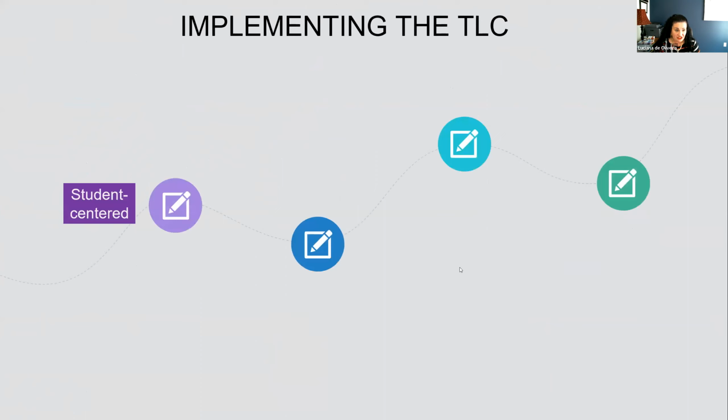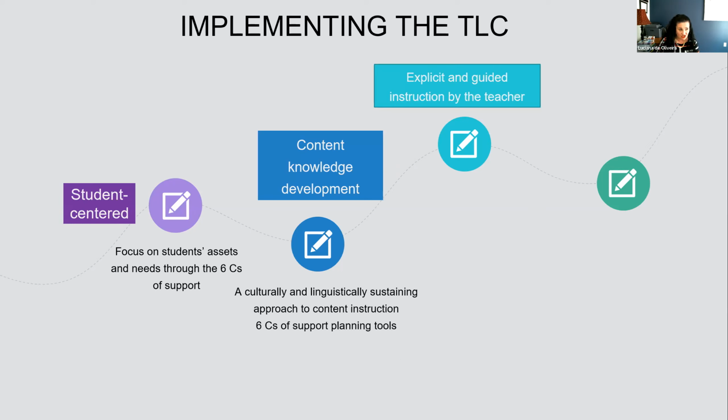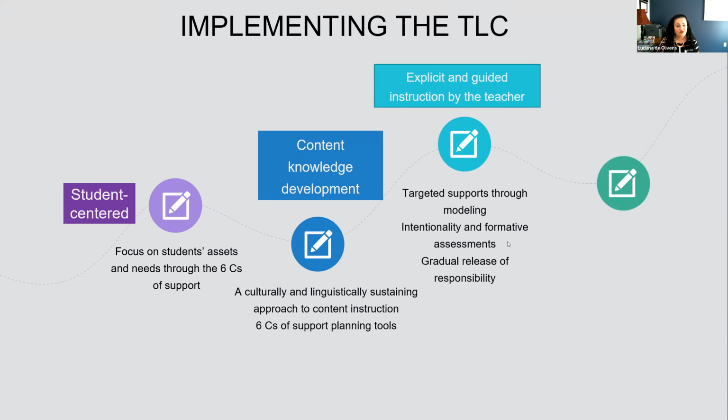In terms of implementing the teaching and learning cycle, it's a very student-centered way of thinking about focusing on students' assets and needs through the 6 C's of support. We are developing students' content knowledge. This is a culturally and linguistically sustaining approach to content instruction with the 6 C's of support planning tools that I'm going to share at the end of the presentation. There is explicit and guided instruction by the teacher with targeted supports through modeling and intentionality and formative assessments. And what we already mentioned, the gradual release of responsibility. We are teaching writing, not just assessing writing.